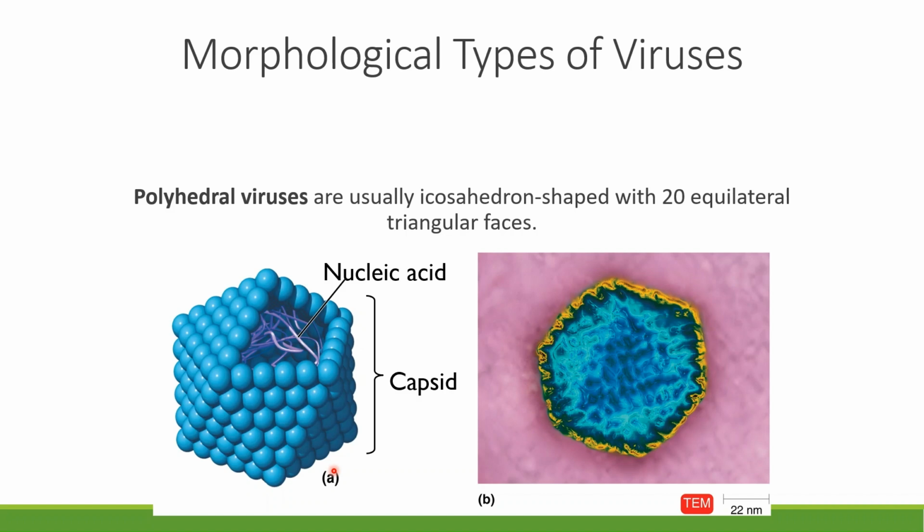Examples of polyhedral viruses include adenoviruses and polioviruses. Both can infect monkeys and apes. So this is an important one to be aware of.